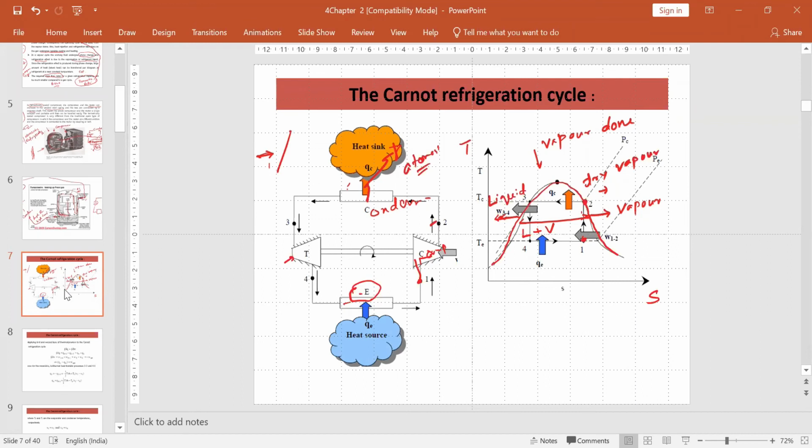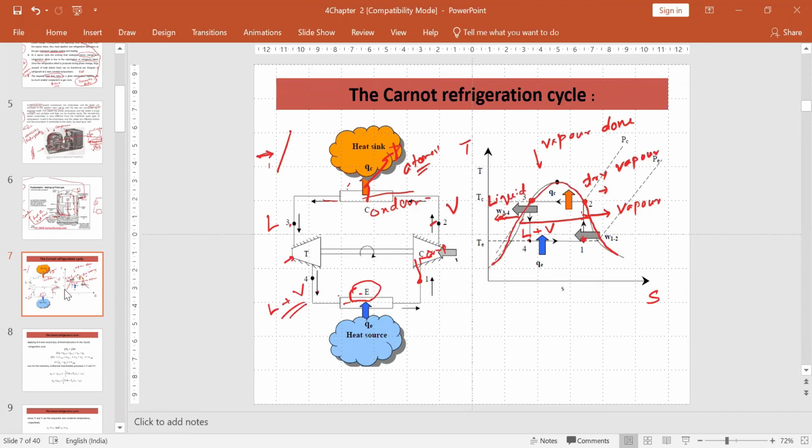Now the temperature. This is the point 3. So it becomes liquid in this case. You see here, this is a vapor, and here it converts to the liquid. Then in the liquid, this is a turbine. So expansion takes place. It is an isentropic expansion. So in the turbine, it becomes a mixture of liquid plus vapor.